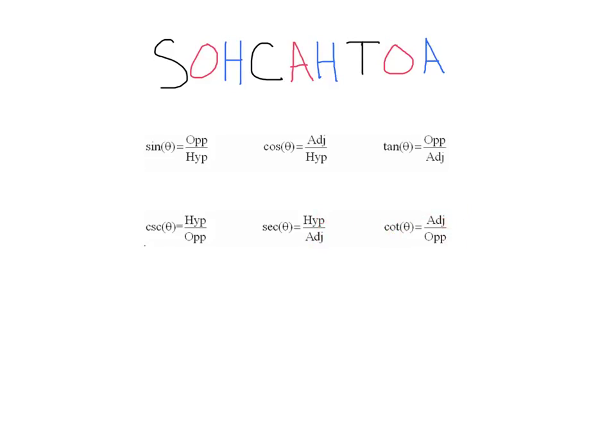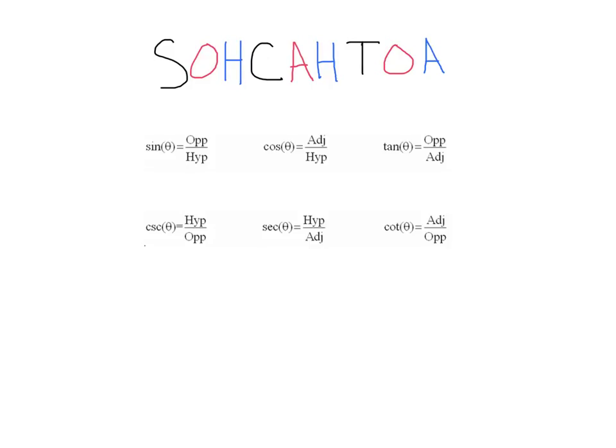over opposite. These new trig functions are often called reciprocal functions, and thinking of it that way actually is a big help in remembering them. See how sine and cosecant are very similar except reciprocals. Sine is opposite over hypotenuse, cosecant is hypotenuse over opposite. Same thing with cosine and secant. Cosine is adjacent over hypotenuse, secant is hypotenuse over adjacent. And tangent and cotangent, same thing. Opposite over adjacent, adjacent over opposite.